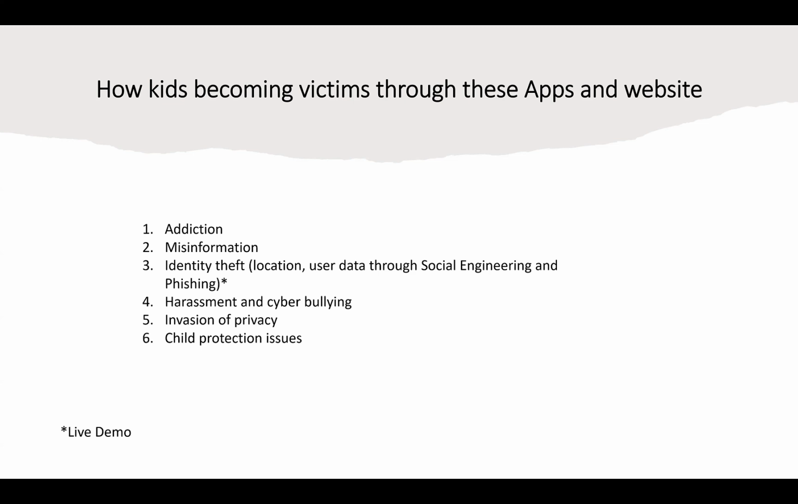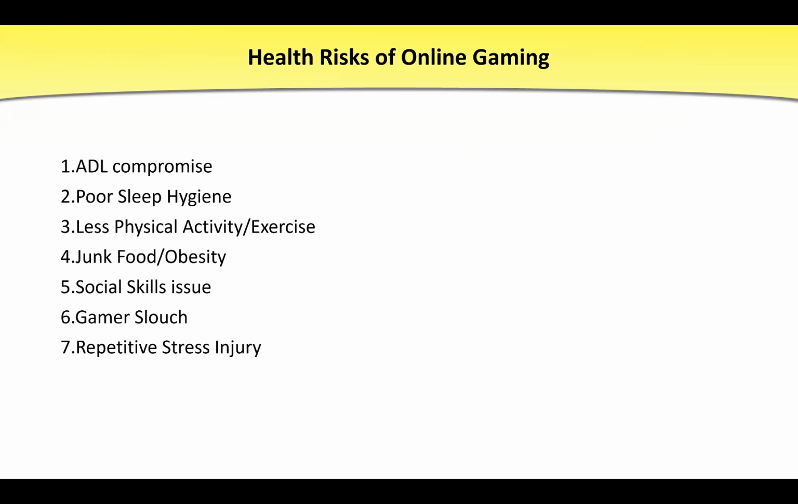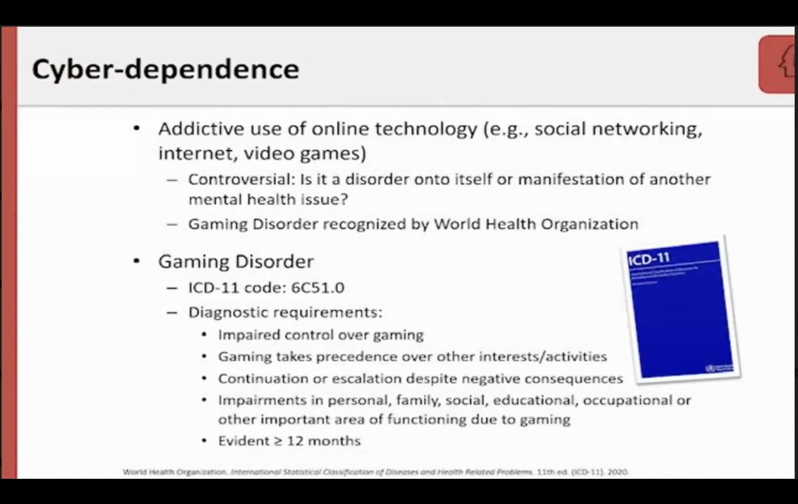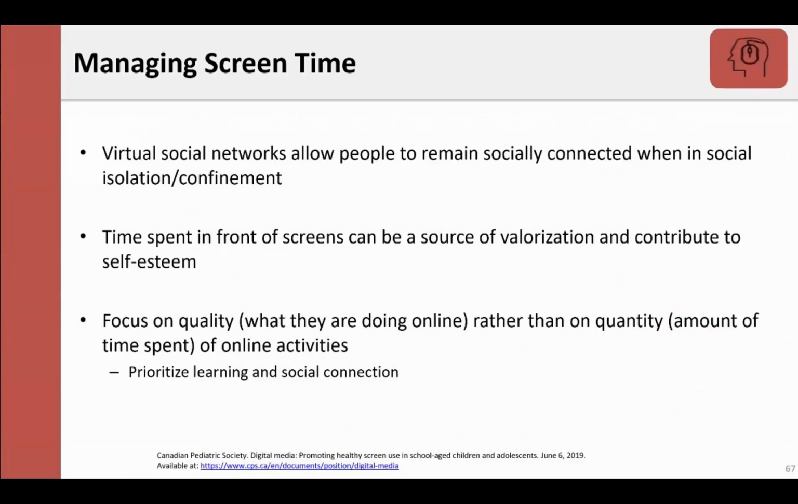Let's come to the next slide. These are the health risks of online gaming. If you are constantly in the online world, you are going to compromise your sleep, get no exercise or physical activity, eat junk food, and face obesity. Social skills will be an issue, with gamer slouch causing cervical and lumbar spine issues, and repetitive stress injury because of posture. Activities of daily living are compromised. They don't shower, they don't eat on time, they don't do anything. In ICD-11, they have recognized gaming disorder.